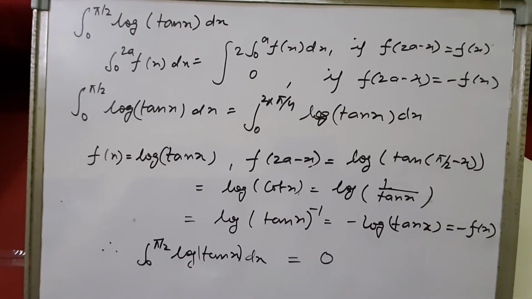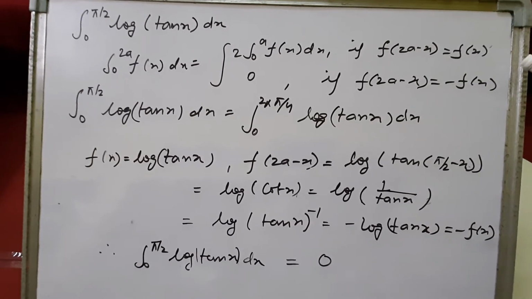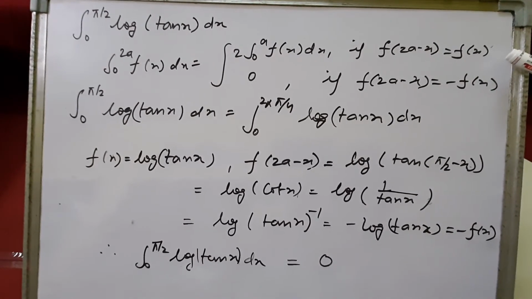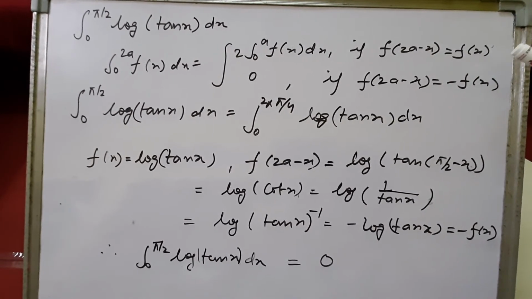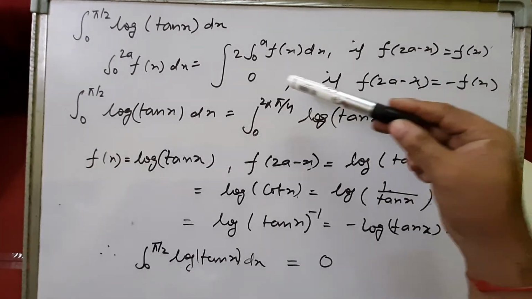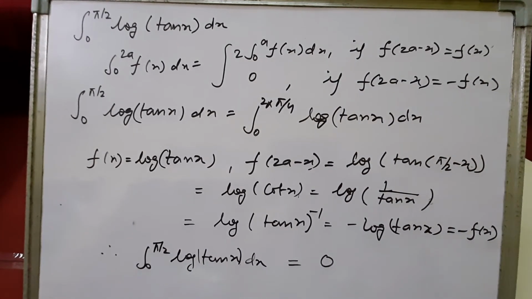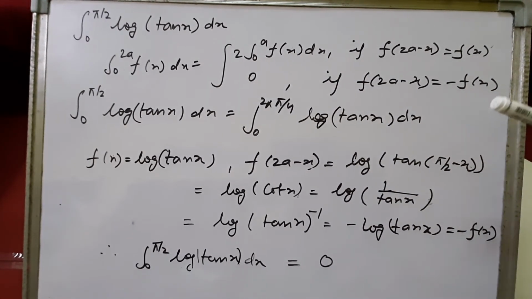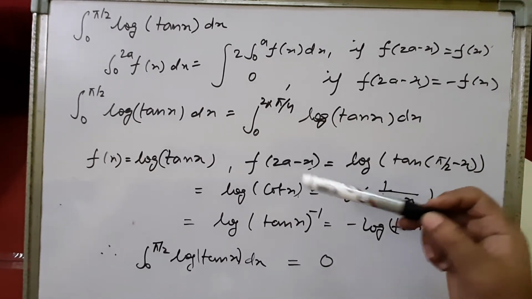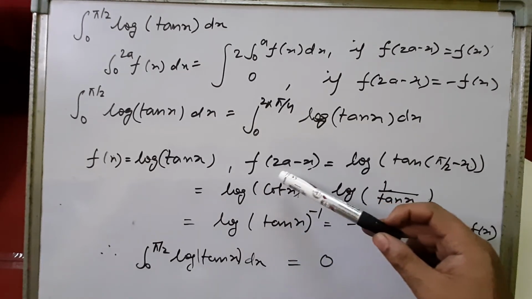Let's see another sum, children. Here it is given 0 to pi by 2 log tan x dx. So we have studied this property: 0 to 2a f x dx equals 2 times 0 to a f x dx if f of 2a minus x equals f x, and the value of this integration will be 0 if f of 2a minus x equals minus of f x. Alright, so let's find out, if log tan x is f x, then what is the value of f of 2a minus x?